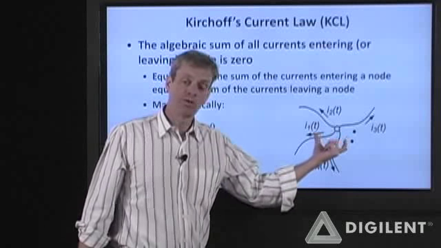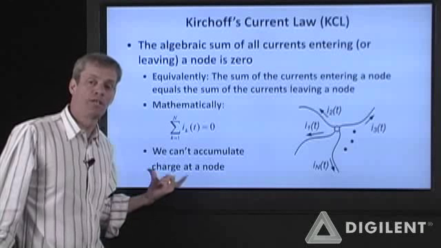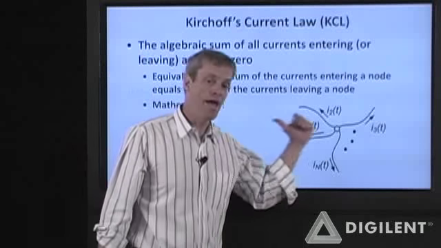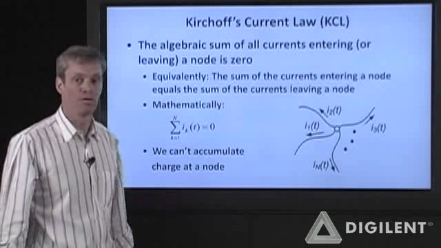All Kirchhoff's current law is telling us physically is really that we can't accumulate charge at a node. Okay? We have to take away as many electrons from this node as we're putting into this node.